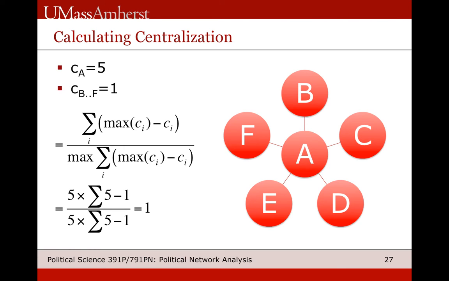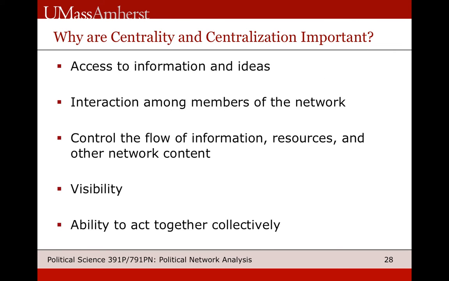So what we can see is that this particular formula that we have right here means that whenever we calculate a centralization score from any type of centrality score, it will always be between 0 and 1 because of the way we've defined it. It's a very nice property of a centralization score. So it doesn't matter what measure of centrality we put in, we can always calculate centralization in very much the same way. Now, why are centrality and centralization important?